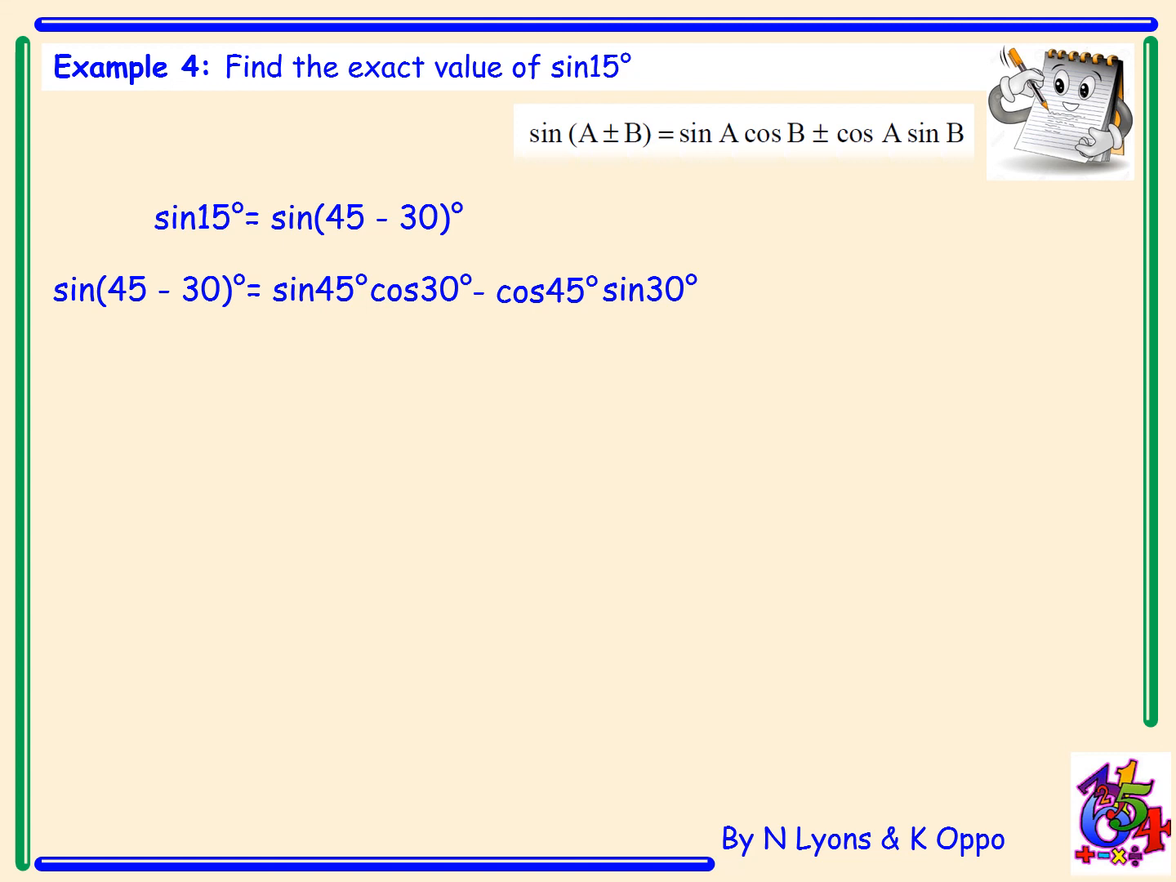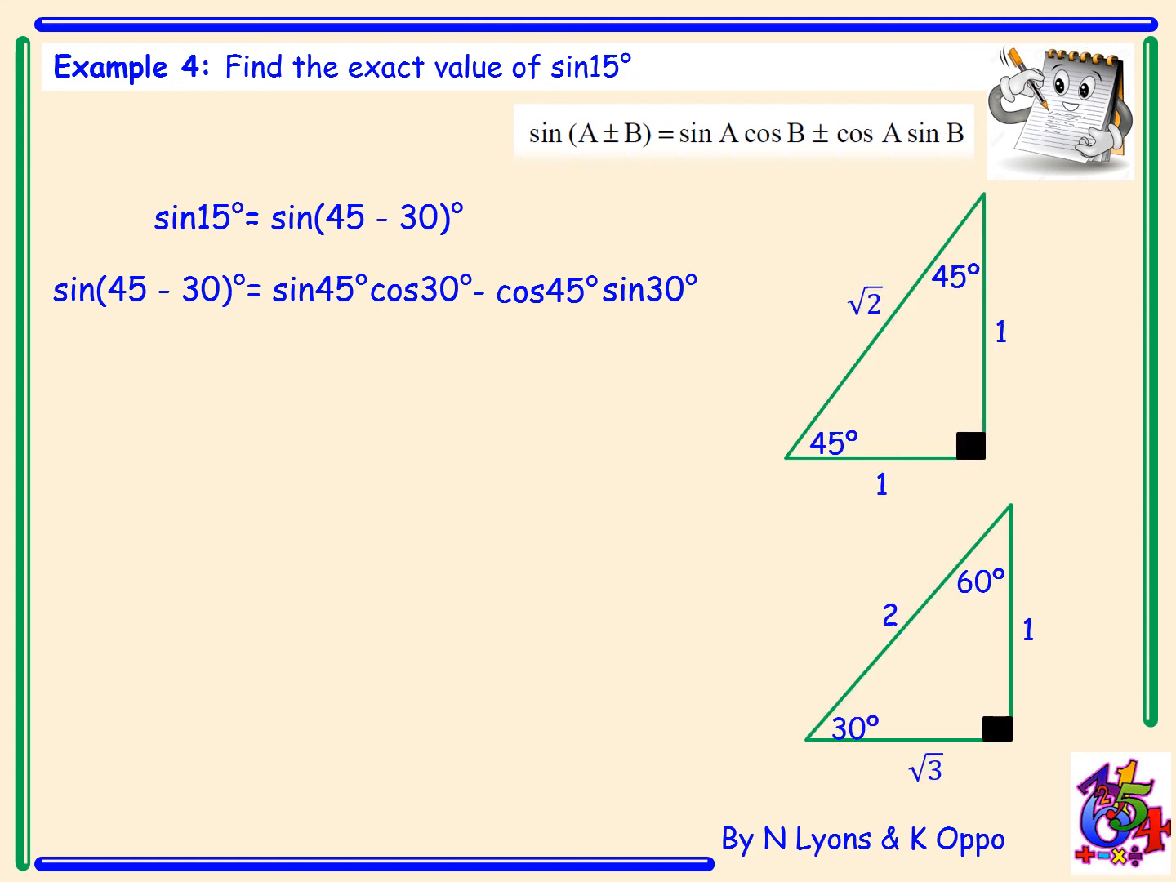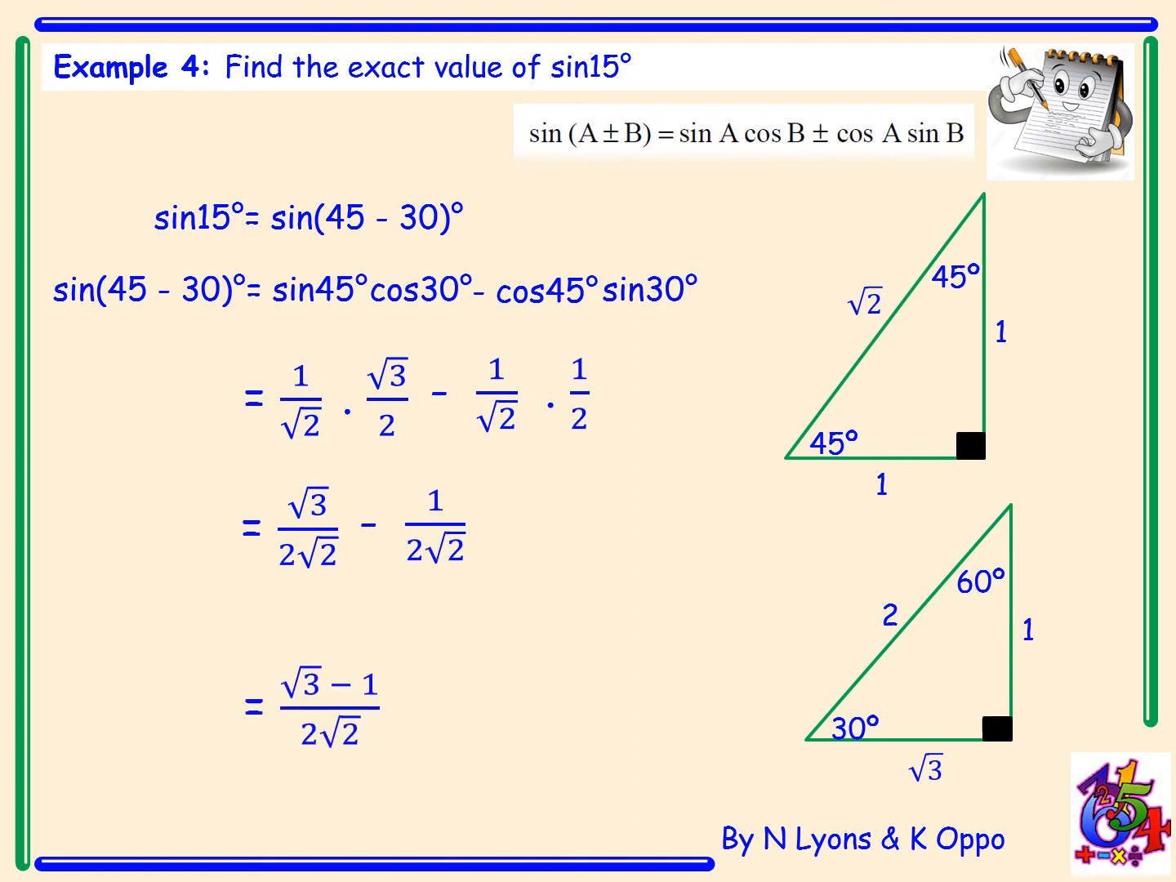Again, we need to draw our exact value triangles in order to obtain exact values. So sine 45 is 1 over root 2 and cos of 30 is root 3 over 2. And we're going to subtract cos 45, which is 1 over root 2, which is multiplied by sine of 30, which is equal to a half. Multiplying 1 over root 2 by root 3 over 2 will give root 3 over 2 root 2. 1 over root 2 multiplied by 1/2 is 1 over 2 root 2, giving a final solution of root 3 minus 1 all over 2 root 2.